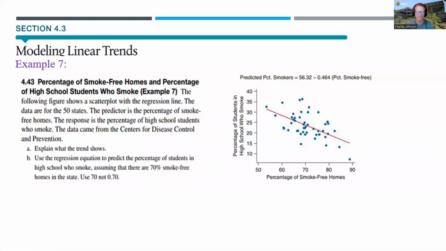In this example, we're looking at the percentage of smoke-free homes and the percentage of high school students who smoke. The following figure shows a scatter plot with the regression line. The data are for the 50 states. The predictor is the percentage of smoke-free homes on the horizontal axis, and the response variable is the percentage of high school students who smoke on the vertical axis. The data comes from the Centers for Disease Control and Prevention.